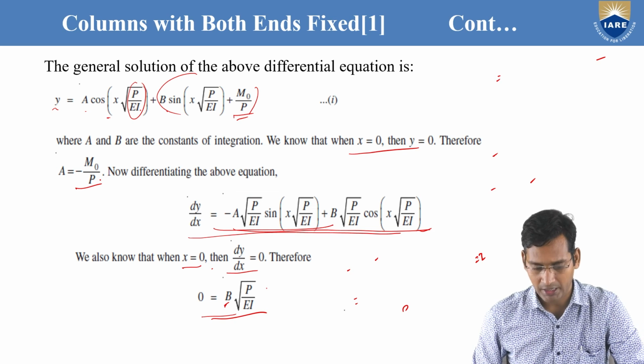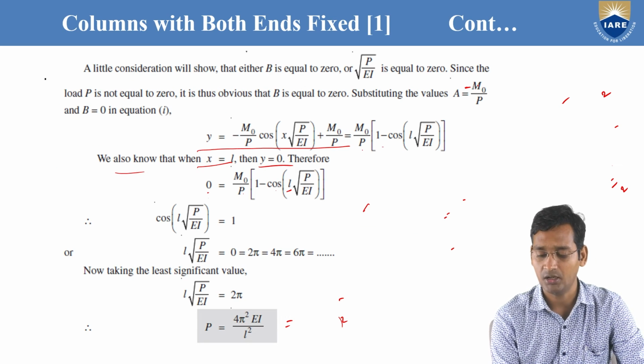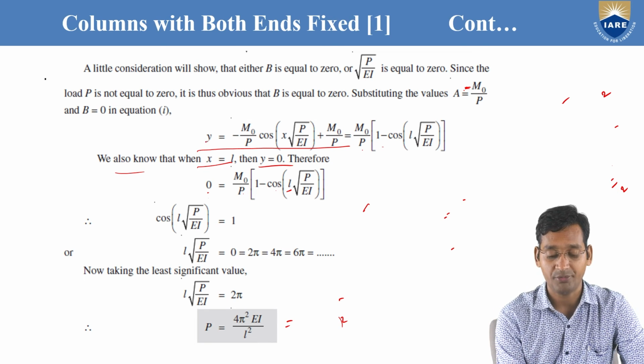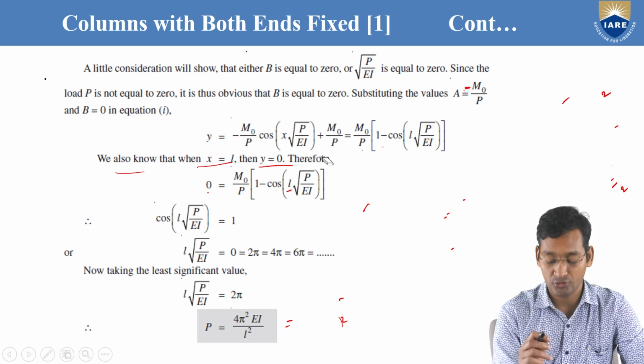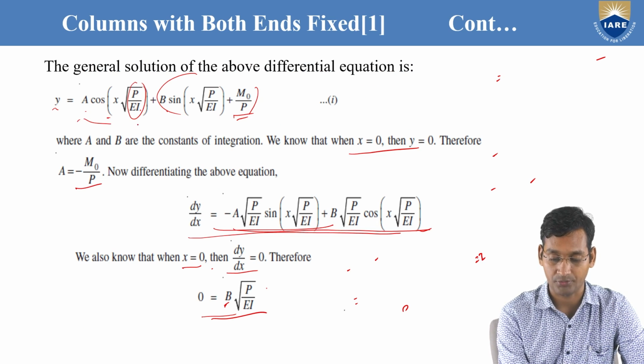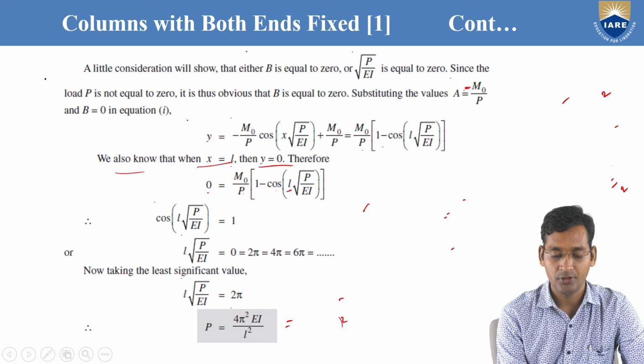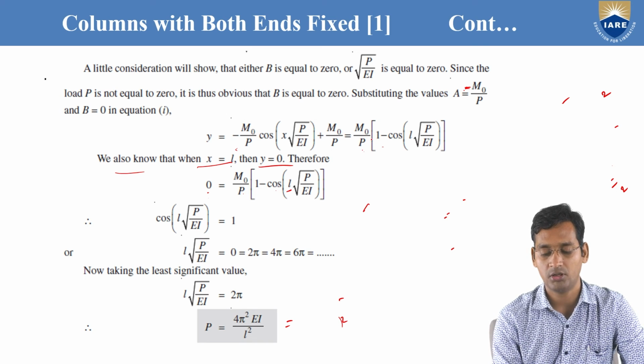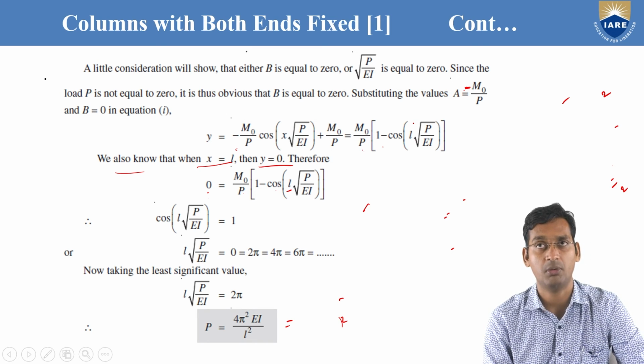Now we have the value of A and B. Substitute the values of A and B in the general solution, equation 1. A is minus M naught by P and B is 0, so the B term is 0, plus M naught by P. Take M naught common: y equals M naught by P times (1 minus cos of x root P by EI).